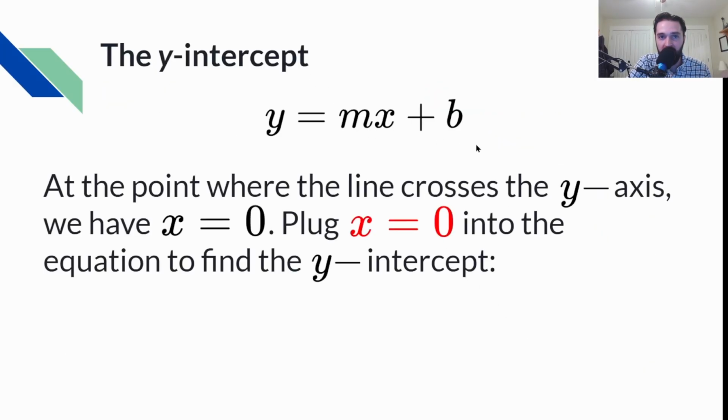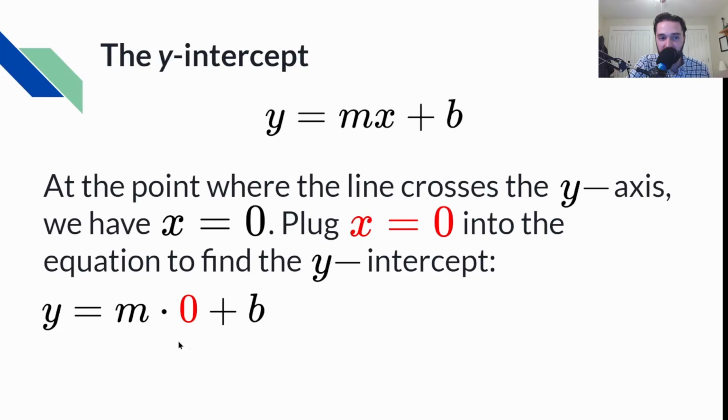So let's talk about the y-intercept a little bit more. We know that at the point where the line crosses the y-axis, we have x equals 0. The horizontal position is 0. Plug x equals 0 into the equation to find the y-intercept. We've done this before. We know what we're doing. So we plug a 0 in here.